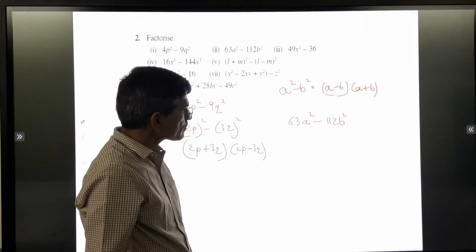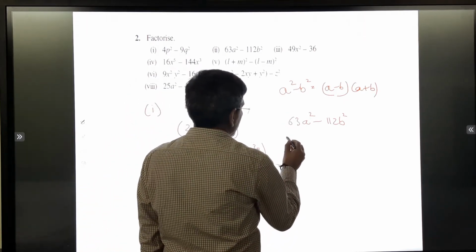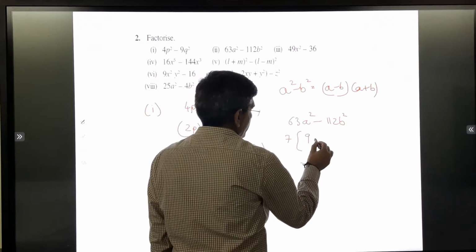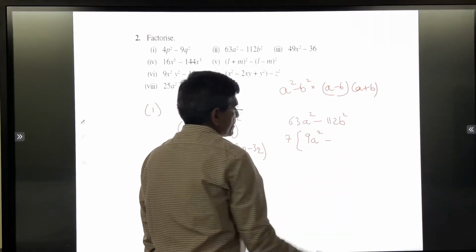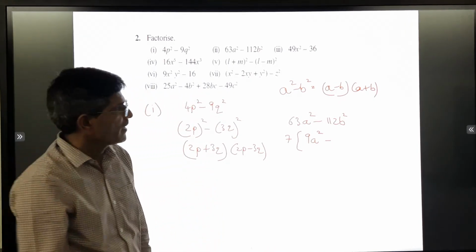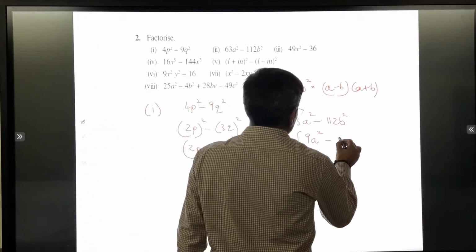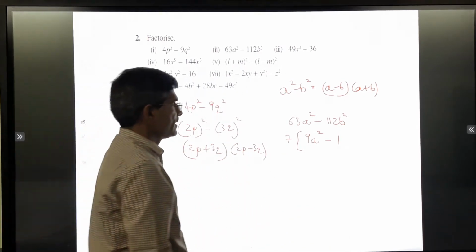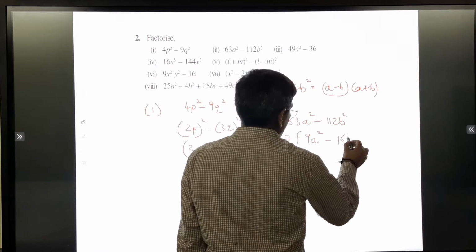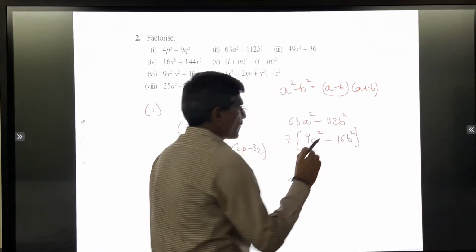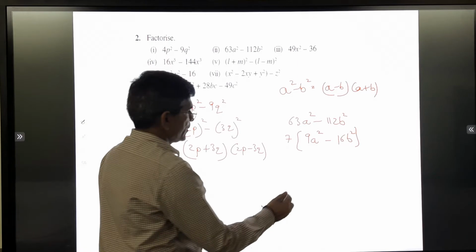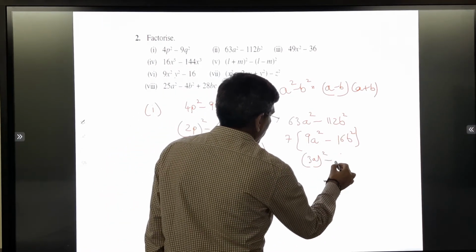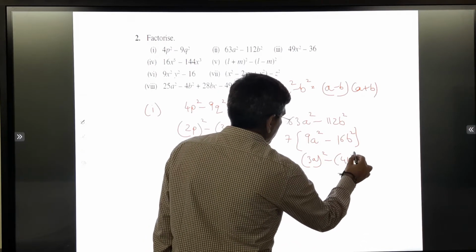So if I take 7 outside, then inside the bracket I have to write 9a square, since 7 times 9 is 63. Same thing if I divide 112 by 7: 7 times 1 is 7, 7 times 6 is 42, so 16. Now inside the bracket there are perfect squares. So that is why (3a) whole square minus (4b) whole square.